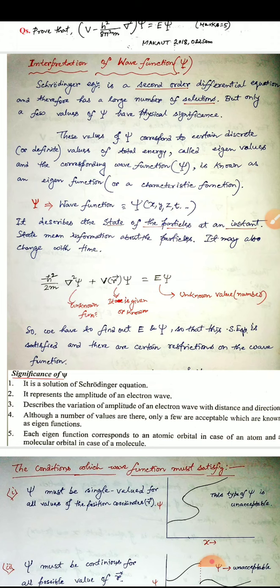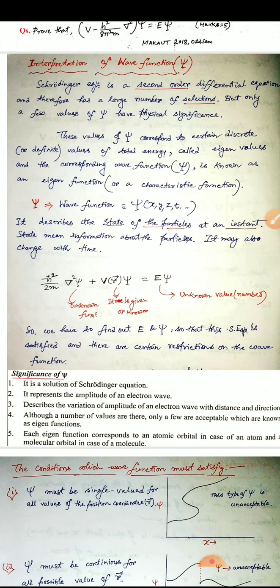Among a number of values, only a few are acceptable, and these are known as eigenfunctions. I said earlier that among the different solutions, some are acceptable. Here, acceptable means some criteria, and I will discuss it after this slide. That is, some of the solutions are acceptable, they have some conditions, and those functions are called eigenfunctions.